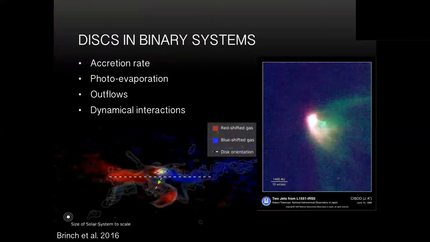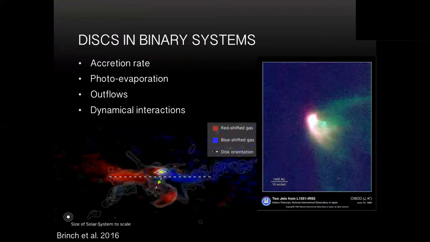There are also outflows, like these two outflows observed in this one binary. Trevor was talking about outflows a bit; they carry away mass and momentum in the system. And there are also dynamical interactions between the stars and the disk. There's a really complicated system, IRS-43, which is a young binary system. It has two individual circumstellar disks which are misaligned, and also a larger circumbinary disk. It's probably a really funky system.